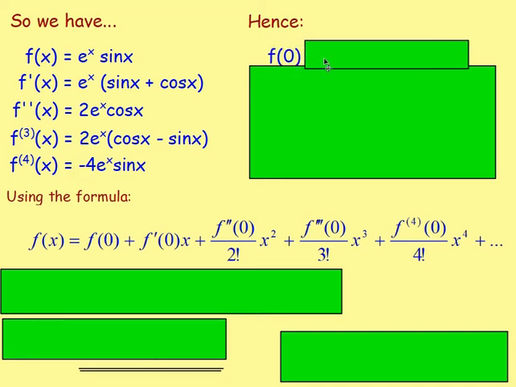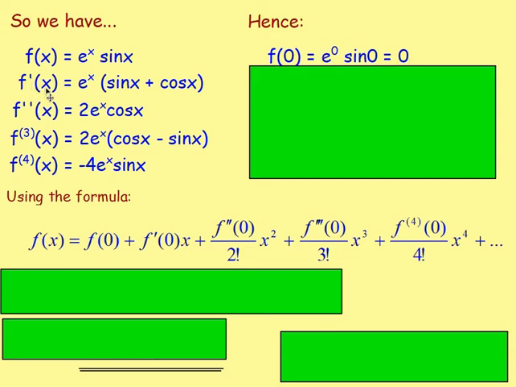So after you've worked out the derivatives, you need to evaluate them all when x is 0. So you need to work out f of 0. So to do that, you would have e to the power of 0 times sine of 0. Work that out and you just get 0. Because sine of 0 is 0, this would be 1, 0 times 1, which is 0.